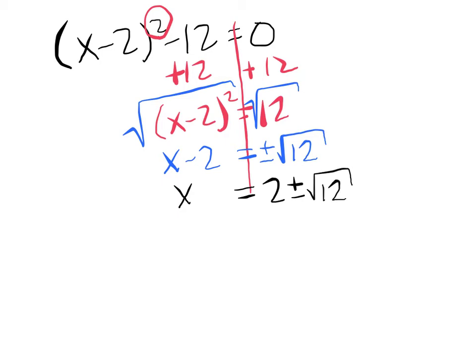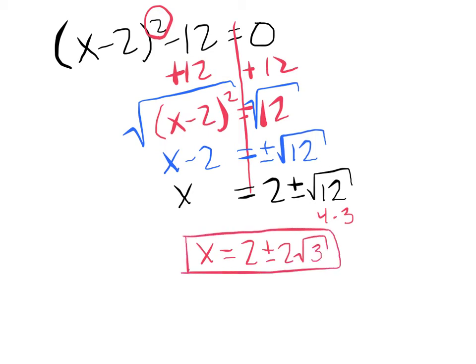And we can actually simplify the square root of 12, because that's 4 times 3. So we can actually write our final answer as x equals 2 plus or minus 2 times the square root of 3. I know you're thinking, oh my gosh, that answer looks really weird. What exactly does that mean? Well, this means that 2 plus 2 times the square root of 3 is one answer, and 2 minus 2 times the square root of 3 is another answer.